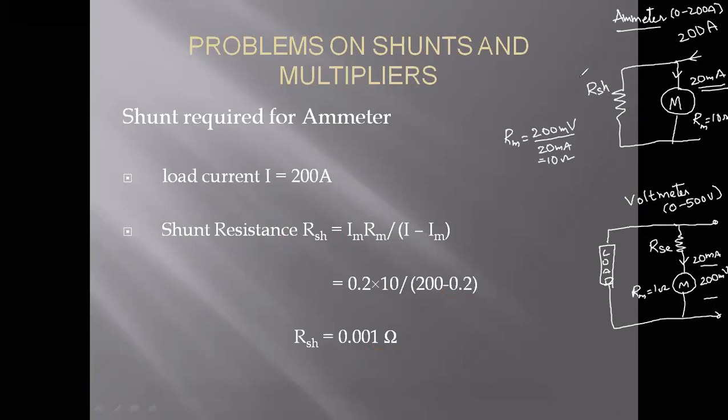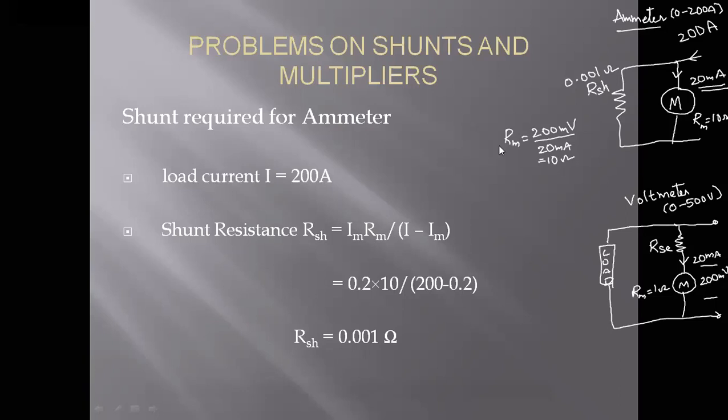So RSH value required is 0.001 ohm. We can also use the formula of Rm by M minus 1, where M is equal to I by Im. Hope you've understood.